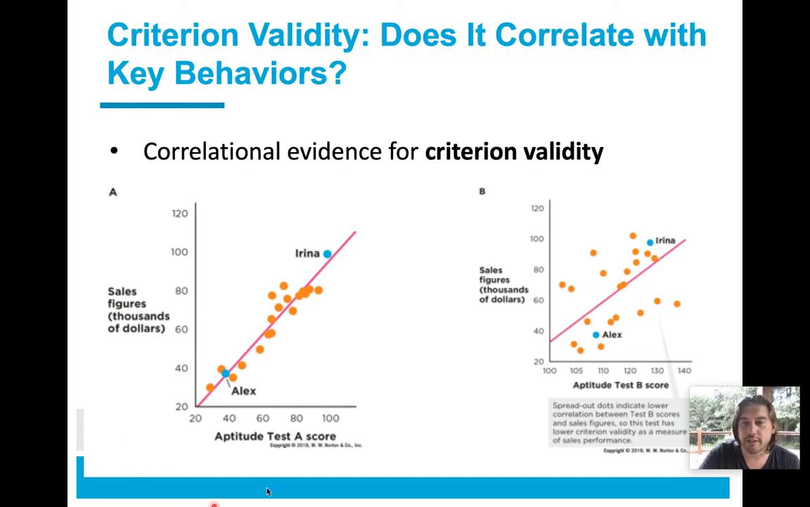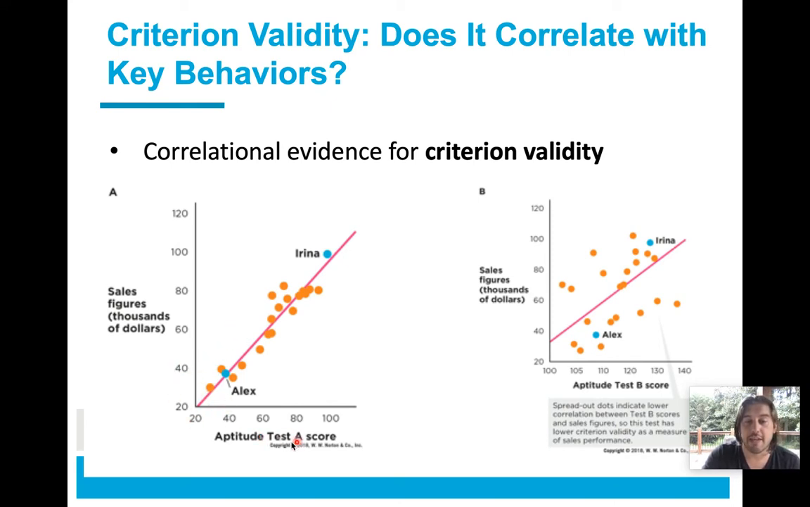And if our data looked like this graph over here on the left, then we would say that we have good criterion validity because we have a very tight relationship between the score on the aptitude test and the score in their real world sales figures. So the higher you score on the test, the more refrigerators you sell. Right? The lower you score on the test, the fewer refrigerators you sell.